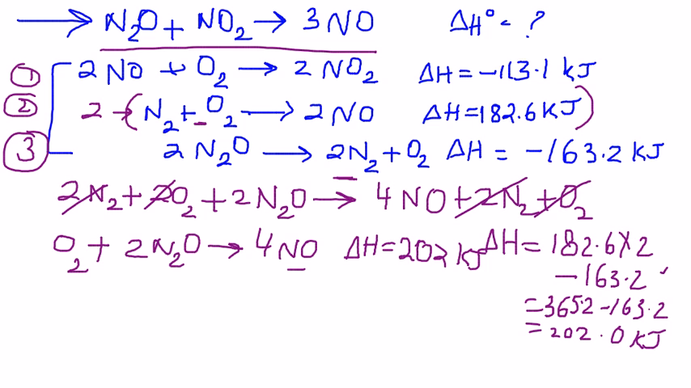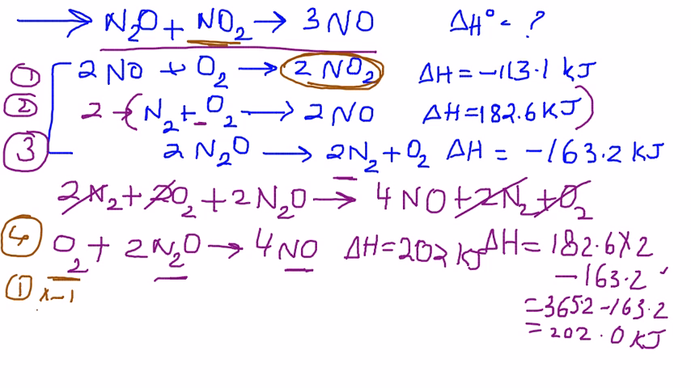Now I am supposed to retain an N2O, but I am supposed to get rid of the oxygen. So how can I do that? Notice my NO2 is supposed to be on the left hand side in the final equation. So what if I flip equation 1? So 1 times -1, and I'm going to add that to 4.